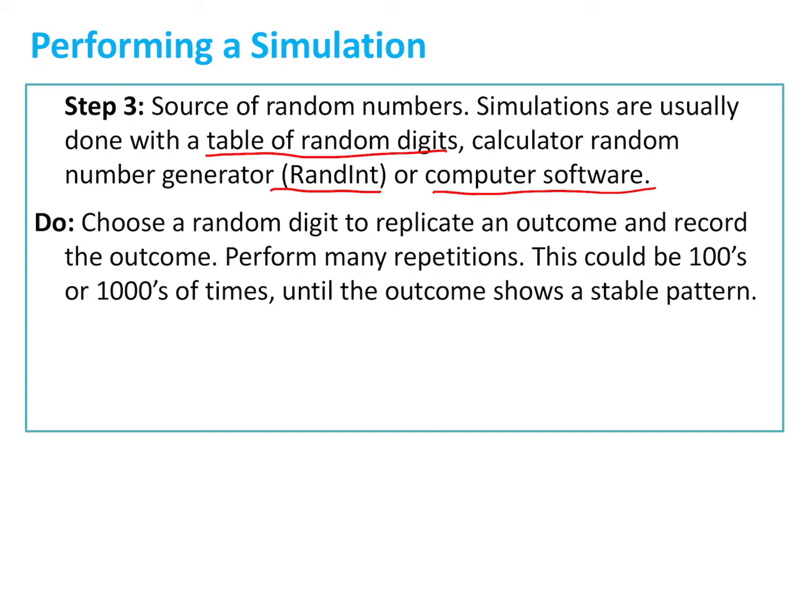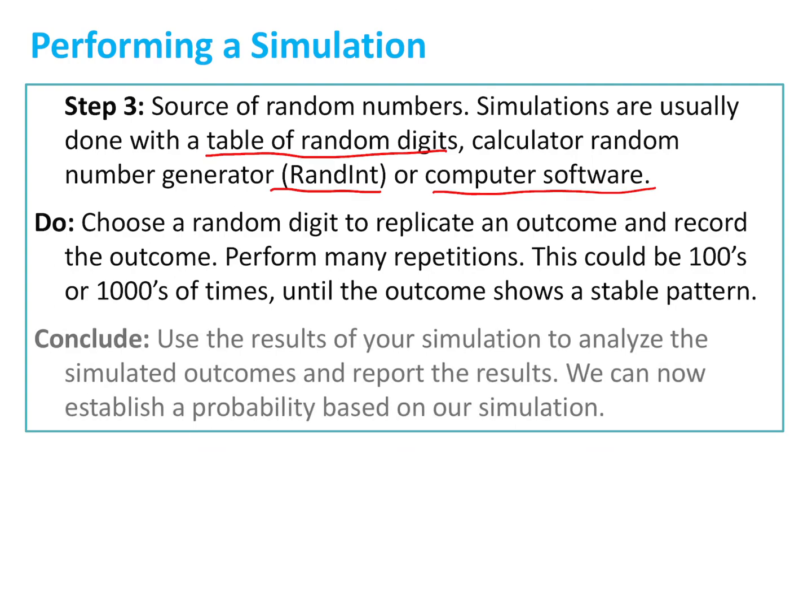And then we're going to choose a random digit to replicate an outcome and record the outcome. We're going to perform many repetitions. And again, this could be hundreds or thousands of times until we get a stable pattern. When we do it by hand, I'm going to tell you exactly how many you have. In real life, you would do it until you see a stable pattern. And then we're going to conclude.